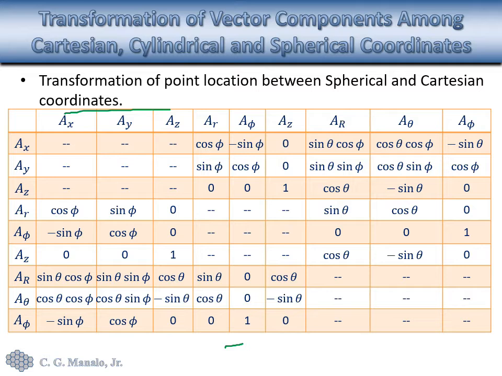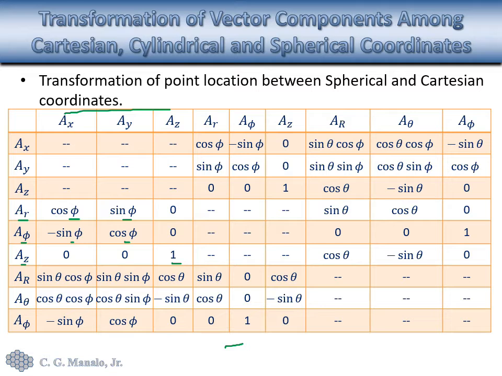So for example, my vector is given in Cartesian coordinates, and I would like to transform it into cylindrical. So to get a sub r, that would be a sub x cosine phi plus a sub y sine phi. To get a sub phi, that would be negative a sub x sine phi plus a sub y cosine phi. To get a sub z, that would be the same as a sub z of the Cartesian coordinate system.